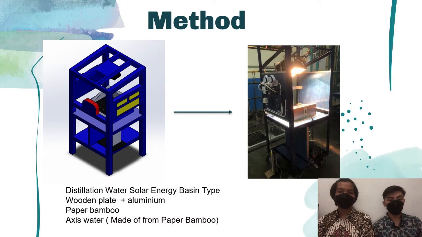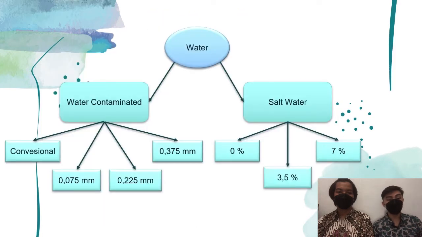In the study, we also use bamboo paper on the absorber, where the thickness of the bamboo paper is varied in the basin type solar energy water distillation absorber, and acts as a wick utilizing the capillarity of the bamboo paper. In the study, two types of water were used: contaminated water and salt water. Contaminated water uses variation in the thickness of the bamboo paper.